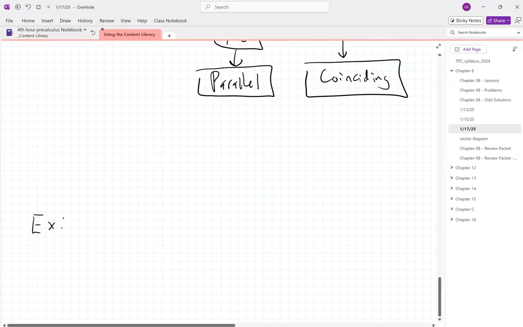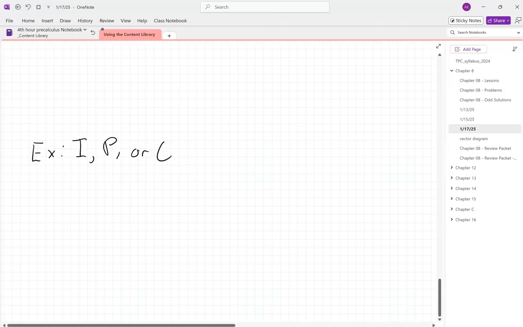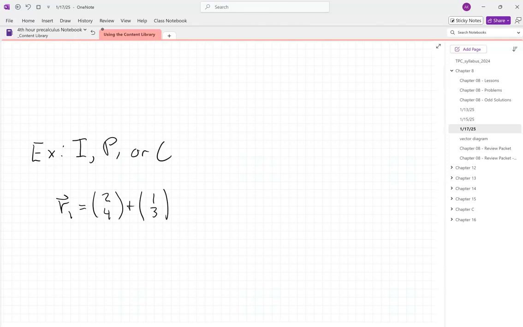So our first example is: is this intersecting, parallel, or coinciding? So our first vector line equation is this, and our second one is this.